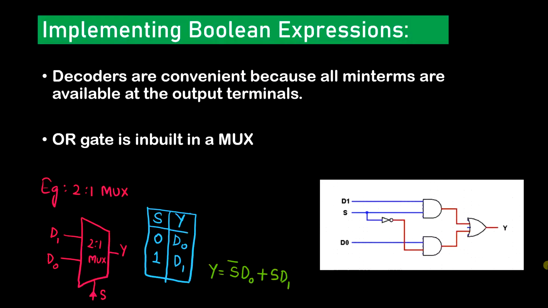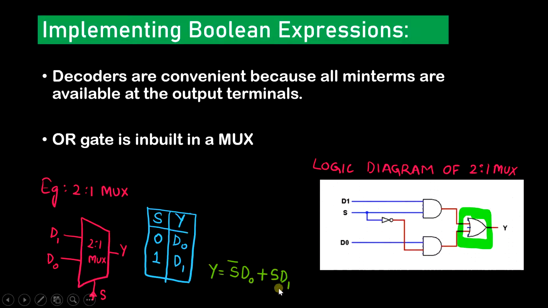And if you look at the logic diagram circuit, you can clearly see that for a 2:1 mux, the OR gate is already inbuilt. So we have the product terms and we have the sum term, and the OR gate is already inbuilt within the 2:1 mux. So in general, the OR gate is inbuilt within a mux. With this concept in mind, let us try to implement various Boolean functions.